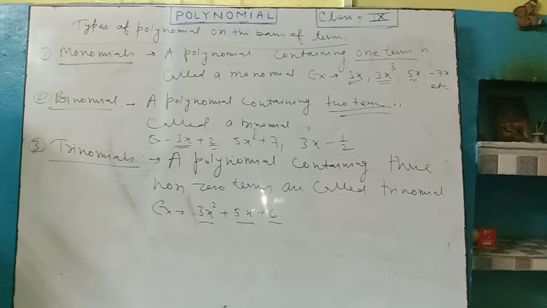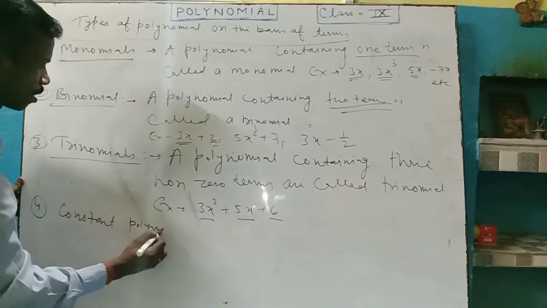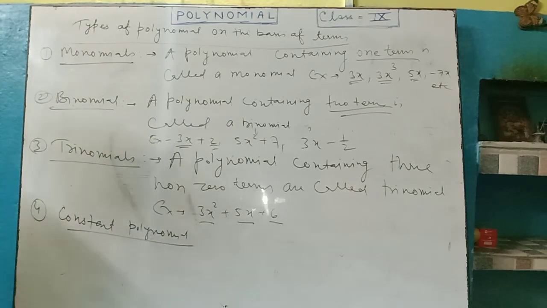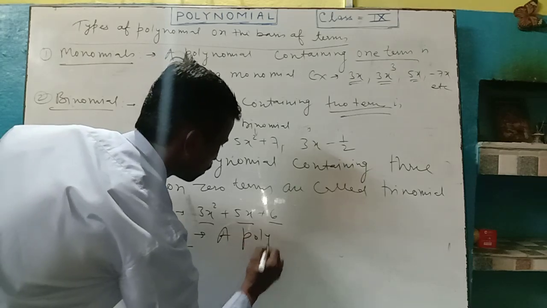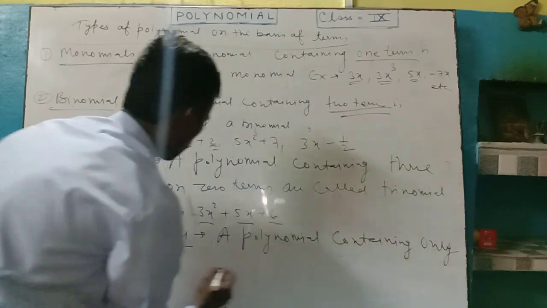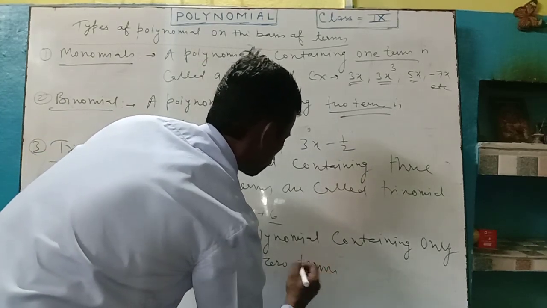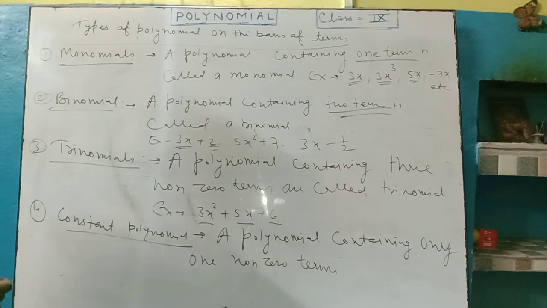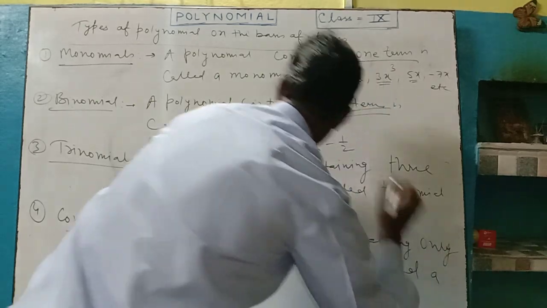Now we will discuss the constant polynomial. Next is constant polynomial. A polynomial containing only one non-zero term is called a constant polynomial.